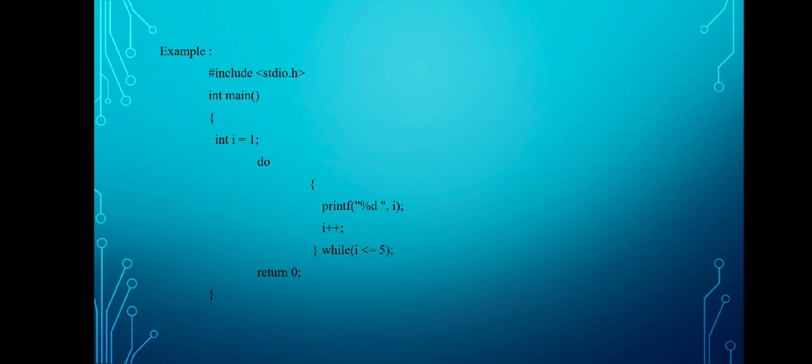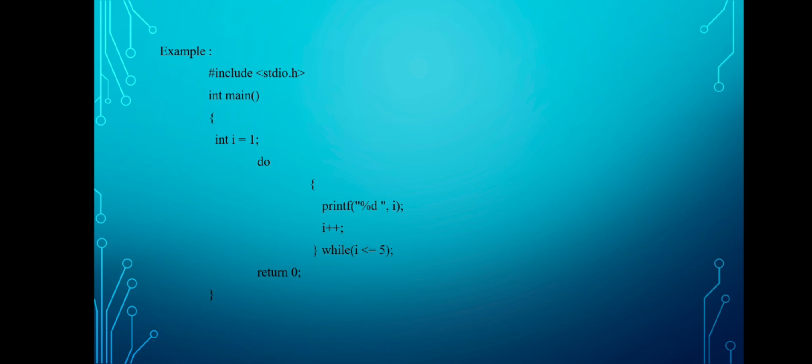Example for the do while loop. First, we declare the header files and int main. Next, initialize i equal to 1. We create the do block, and after that we print %d, i. Why are we giving %d? The integer data type format specifier is %d. That's why I'm giving %d, i.